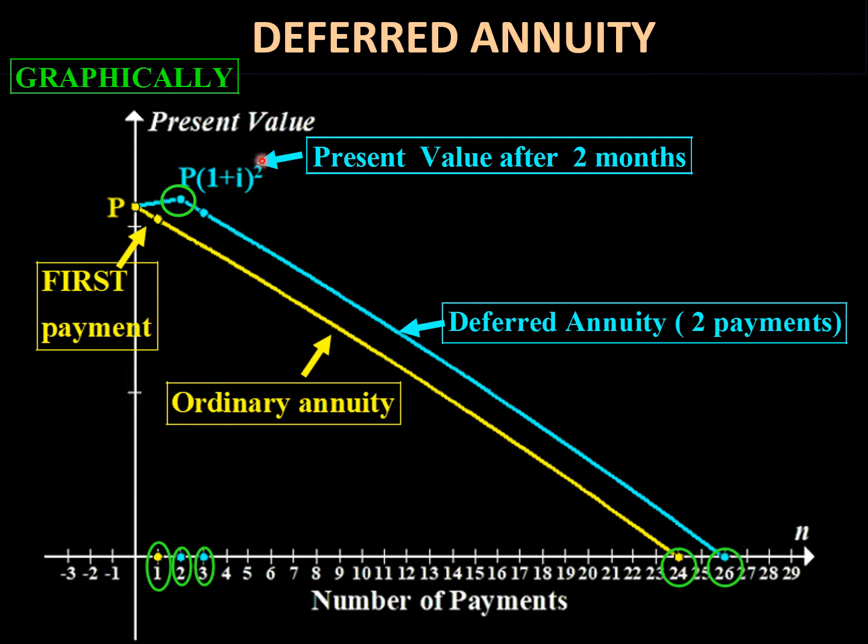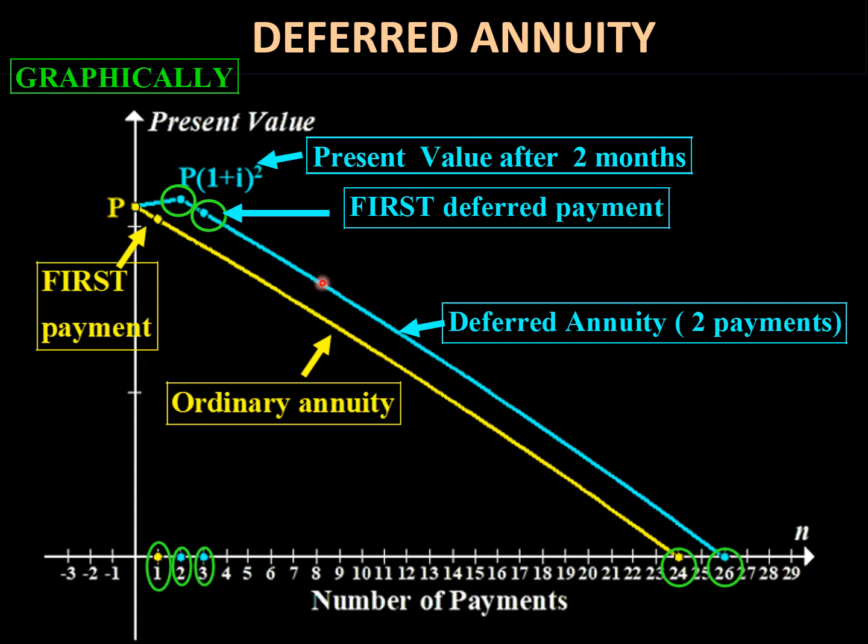And so you calculate your present value after 2 months, depending on the compound period. This is monthly, so that will be I over 12. Then at the end of the 3rd month, you start making your payments. As you can see there, you missed 2 payments, but you still want to make 24 payments. So instead of ending on the 24th month, you'll end 26 months later. And that is your deferred annuity graphically.